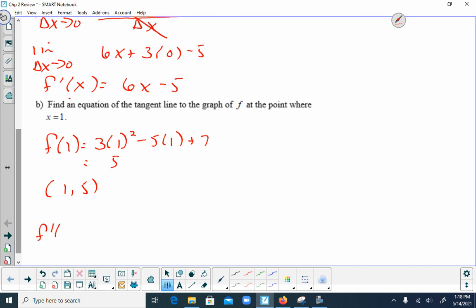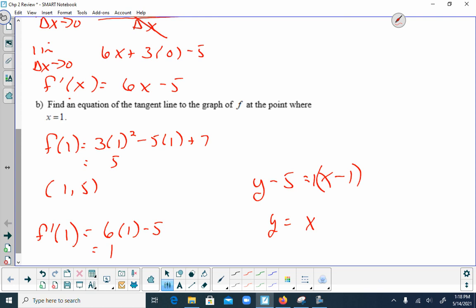And then I want to find the slope of this line, so now I'm going to find my derivative at the x value of 1, so this will be 6 times 1 minus 5, and so my slope is going to be 1. So doing point slope, y minus 5 is equal to 1 times x minus 1. And so my final equation will be y equals x plus 4. And that's the equation of my tangent line.